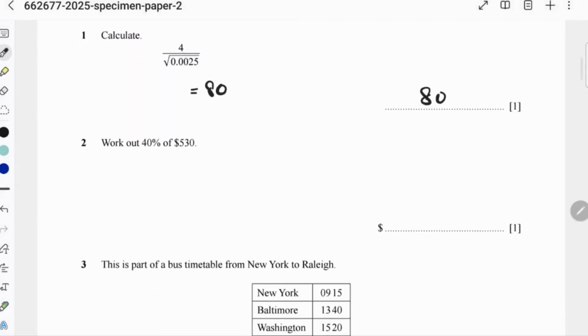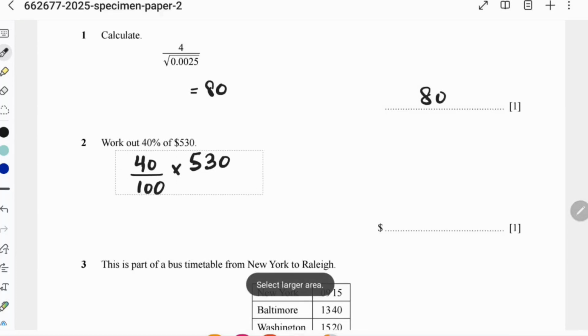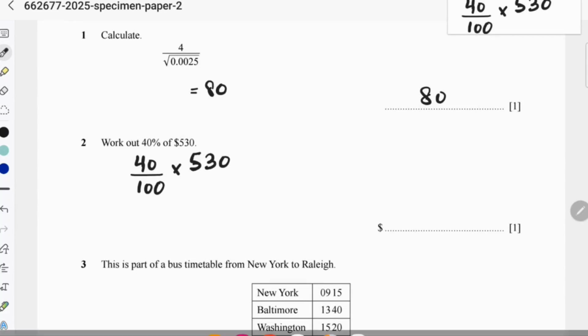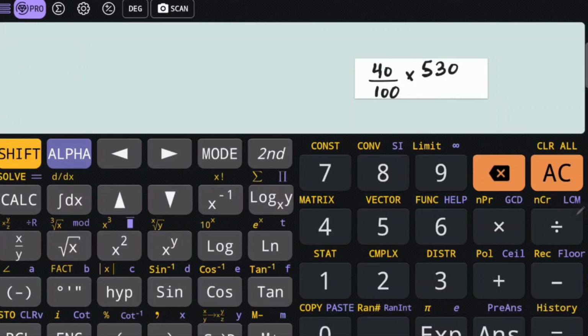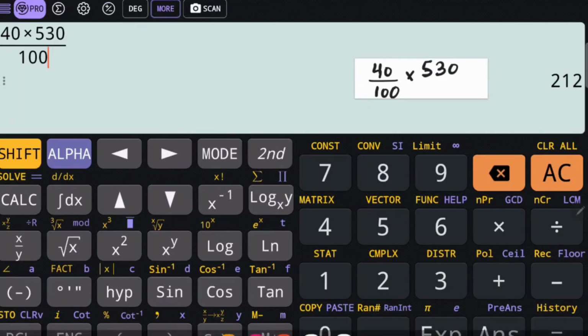The second question, 40% of 530, sorry. 40 upon 100 multiply by 530. That is 40 times 530 and then divided by 100. So the answer is 212.